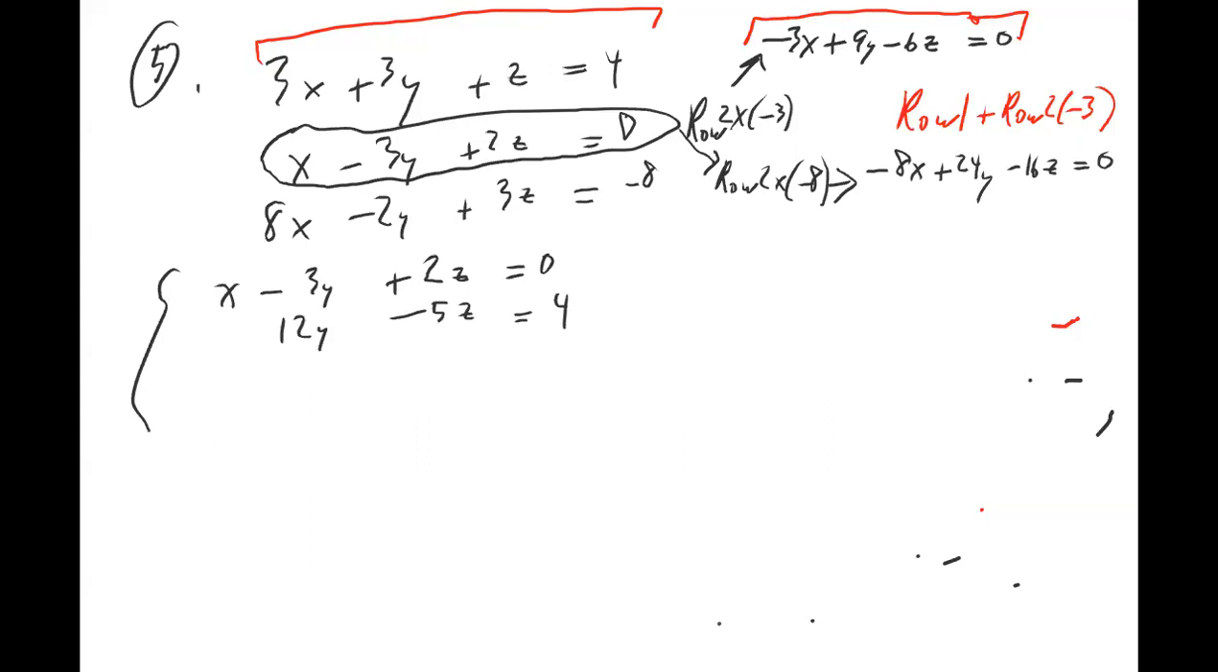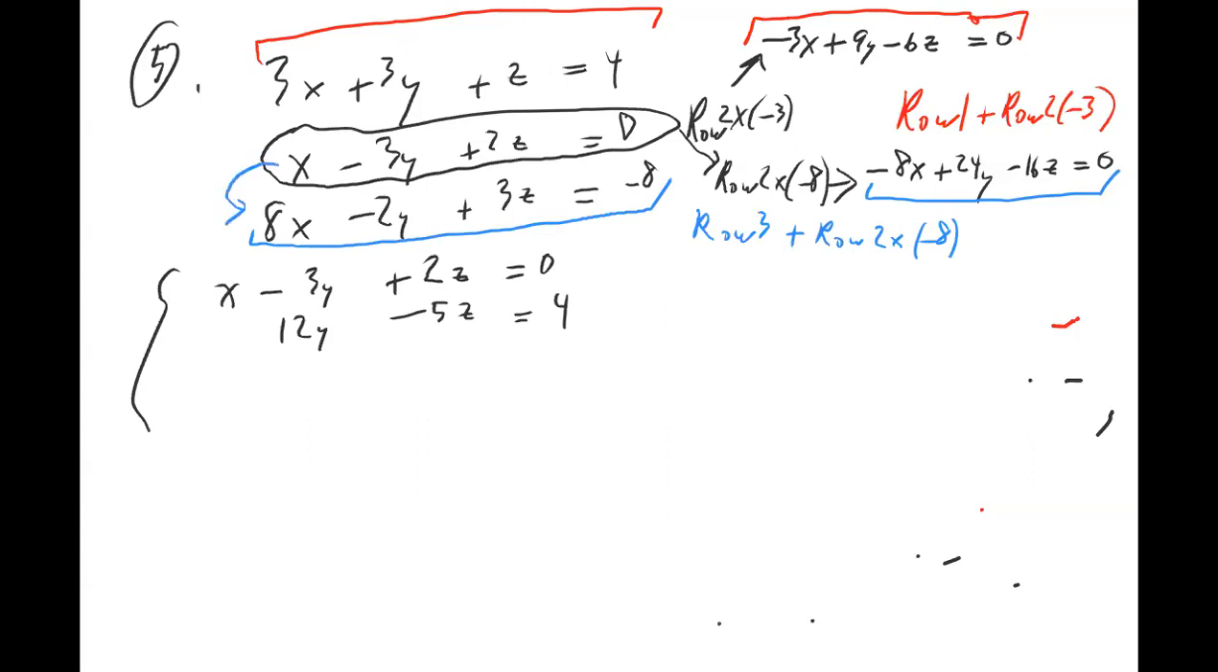So what I'm going to do with that one now is take that result and add it to the bottom row of the original problem. In other words, I'm going to take the third row of the original problem plus the second row of the original problem times -8. The reason I'm doing that is because if I do -8 times this x, it'll knock out that positive 8x. So that's the reason that I'm doing this.